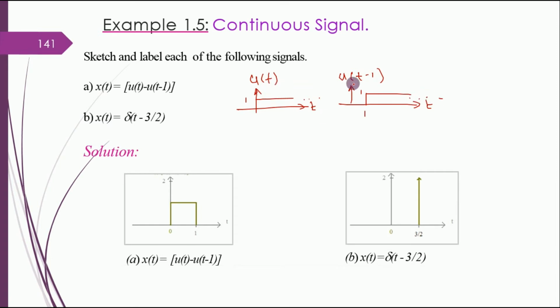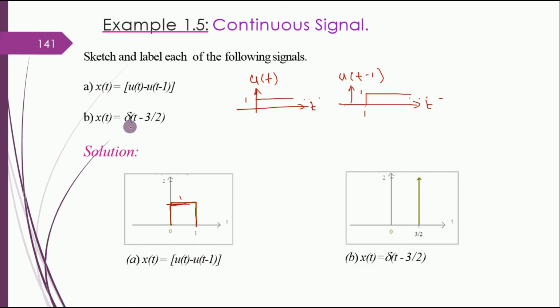It continues. So if I subtract u of t minus 1 from u of t, what happens? From 0 to 1, there is no cancellation, the signal continues. After 1, there is a signal with amplitude 1, and here also amplitude 1. It gets cancelled. So you will result in a step signal in this fashion, which will result in a rectangular pulse from 0 to 1 with amplitude 1. Okay, so this is x of t. Simple thing, right? We have understood it already.